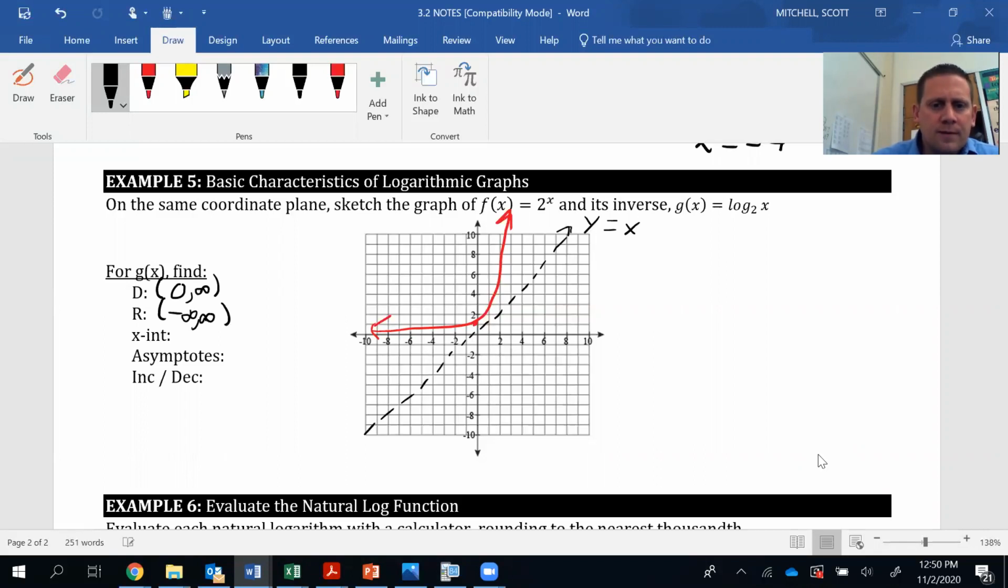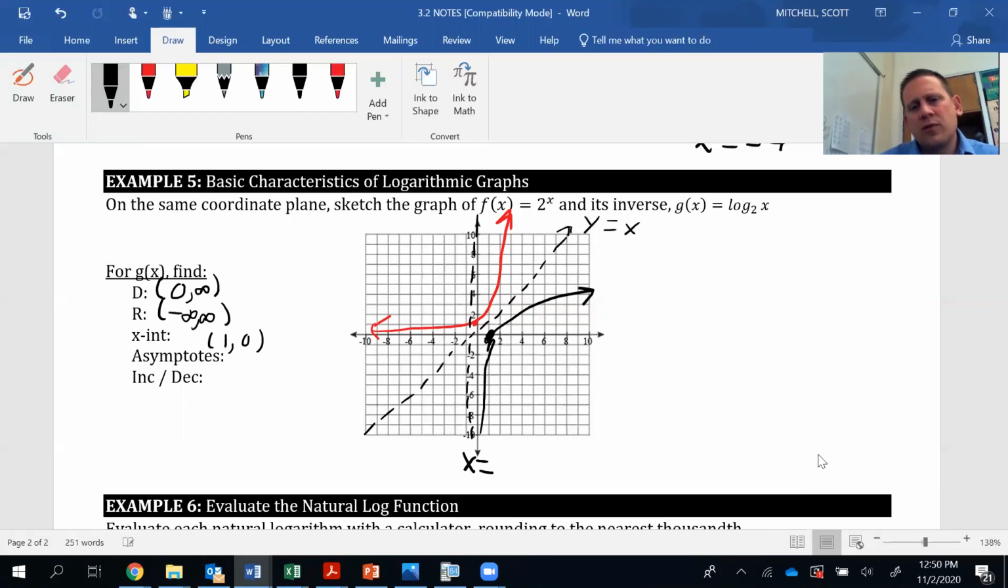The x-intercept is 1, 0. It doesn't cross the y-axis, so we're going to have a vertical asymptote here at x equals 0. And you're going to go through the point 1, 0. So it's going to look something like this. And you know, I tried to make that as close as I could.